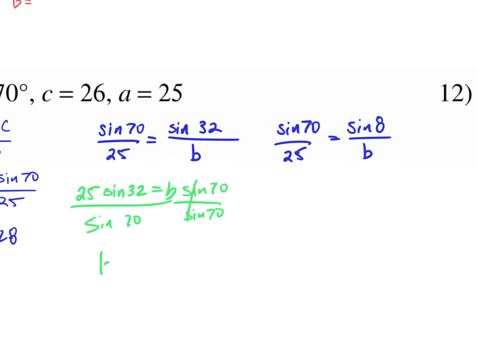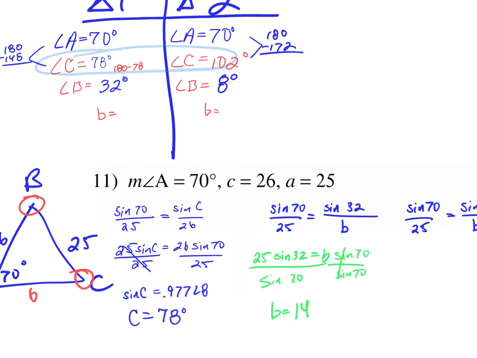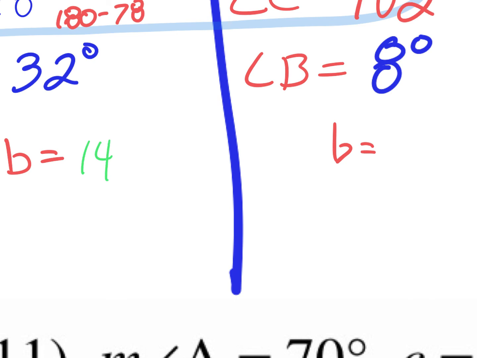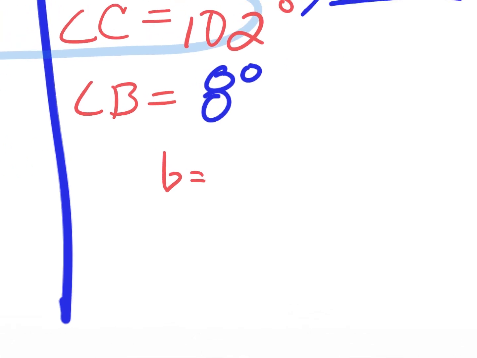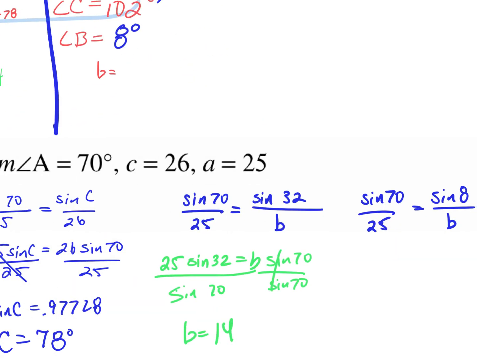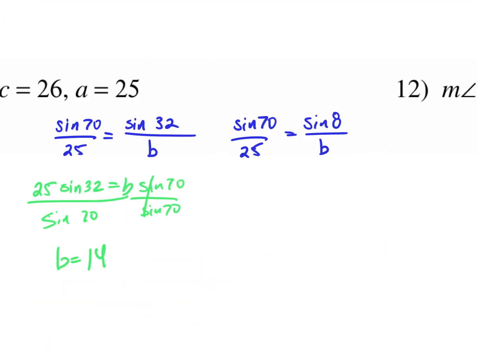So in triangle 1, B is about how long? I got B is about 14. Did you get that? So in triangle 1, I got B is about 14. So let's look at triangle 2. Over here, we're going to do the same thing. We're going to cross multiply. So 25 sine of 8 equals B times the sine of 70. Divide both sides by the sine of 70.